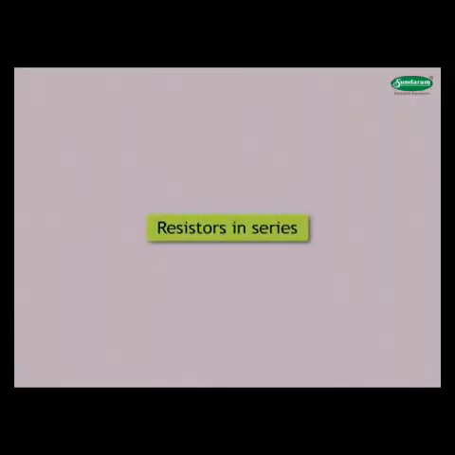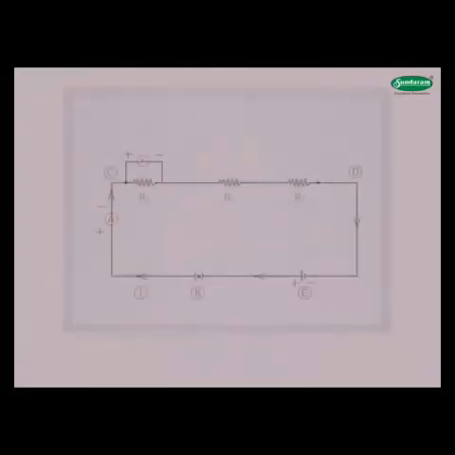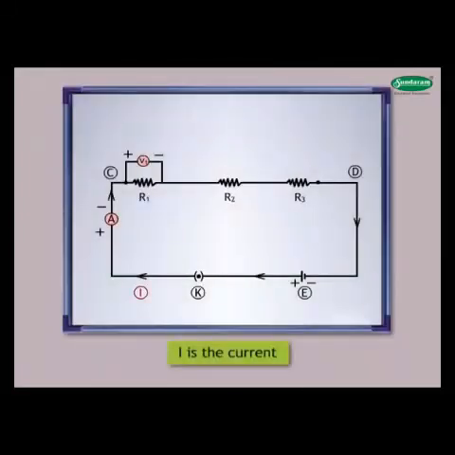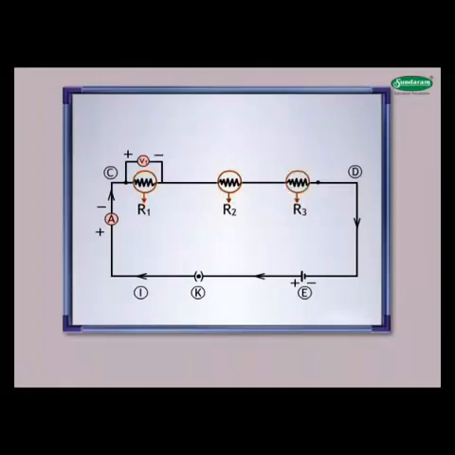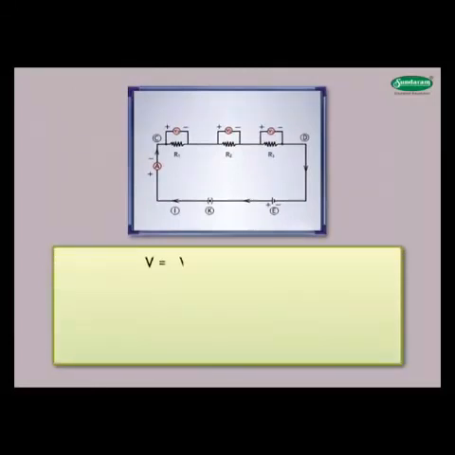Let us study in detail about resistors in series. As shown in the figure, suppose I is the current and V is the PD across points C and D. R1, R2 and R3 are the 3 resistors connected in series between points C and D. Then Rs is the effective resistance in a circuit and V1, V2 and V3 are the potentials across the 3 resistors such that V is equal to V1 plus V2 plus V3. Let us mark this as statement 1.